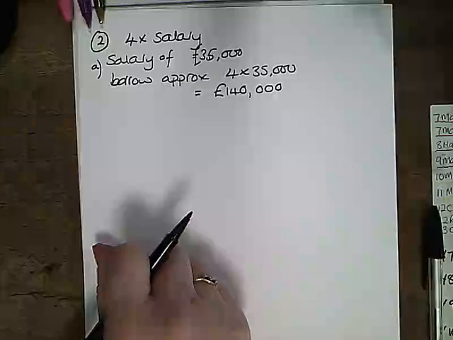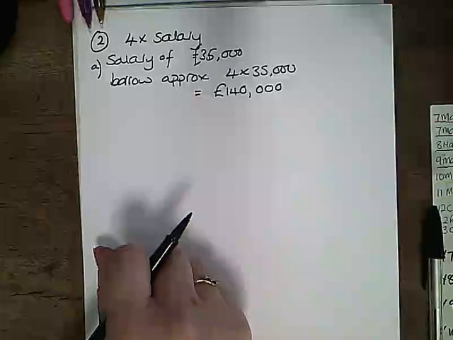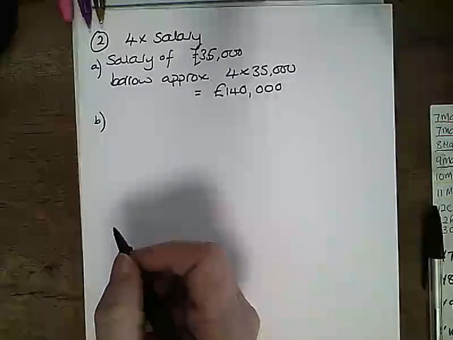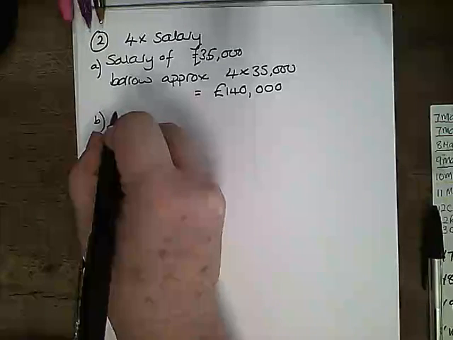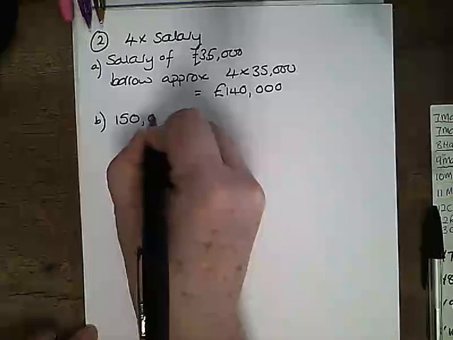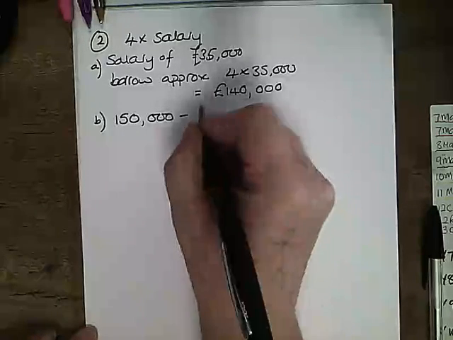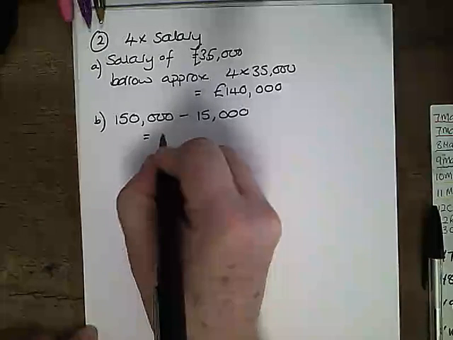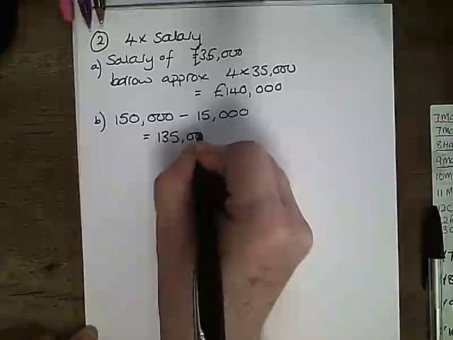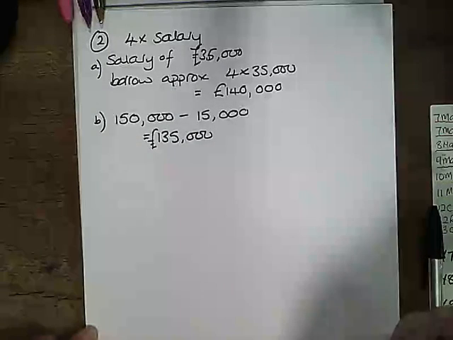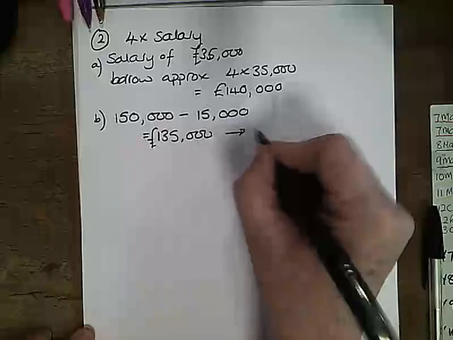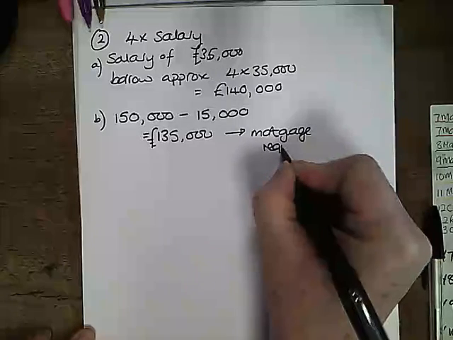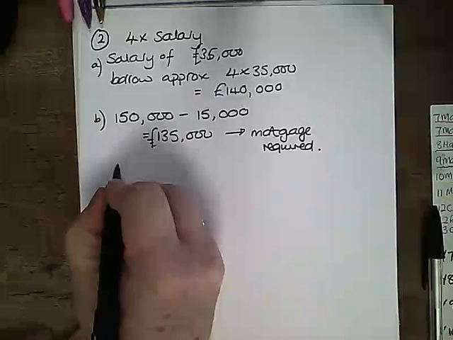Now, in question 2, Sam has saved £15,000 and is looking at a flat which is worth £150,000. So we've got £150,000, which is the value of the flat. We're going to take away his deposit, which is £15,000, and that will leave us with £135,000, which is the amount of the mortgage that he is going to request. Mortgage required. And that's for part 1.